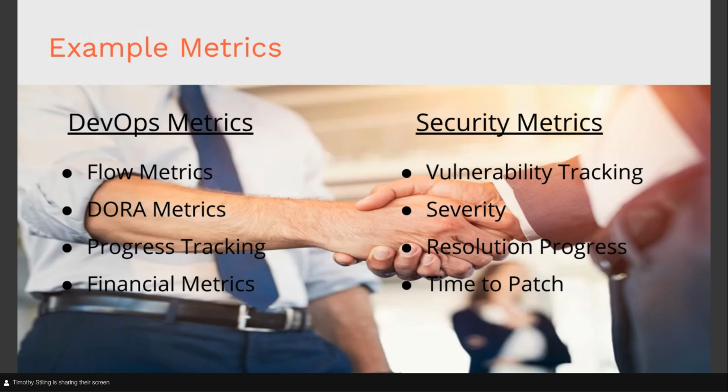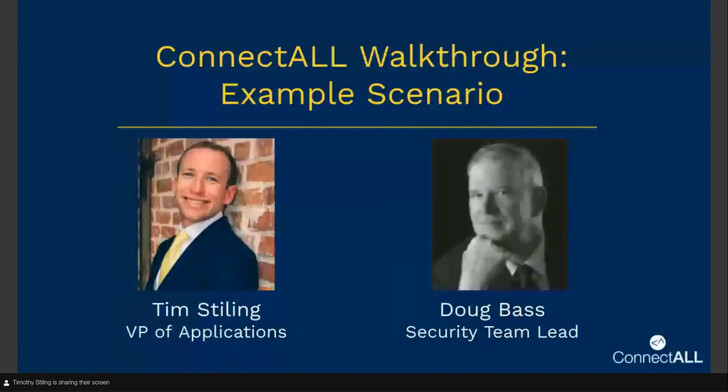Now, as we think about the DevOps metrics and the security metrics, we now need to figure out what's the best way to join them together, to marry them together, and to think about how they can support each other and how looking at security can make DevOps teams more effective and vice versa. So in that vein, Doug and I are going to walk through a quick example scenario. And in this, instead of being the manager of product marketing, I'm going to be serving as our VP of applications. And Doug here, instead of being the enterprise security architect, he'll be serving as a security team lead.